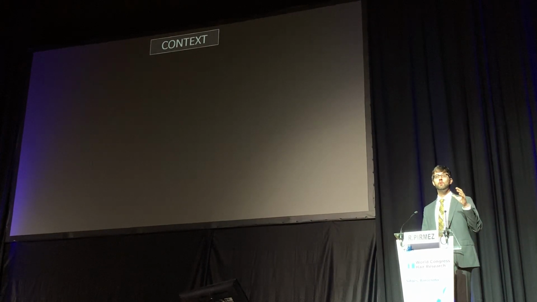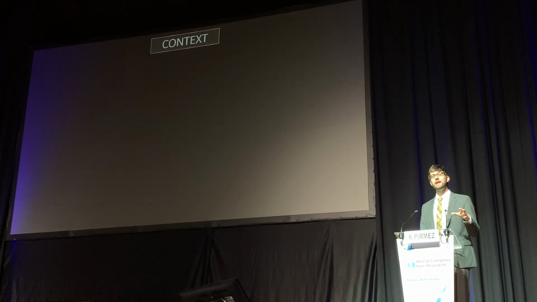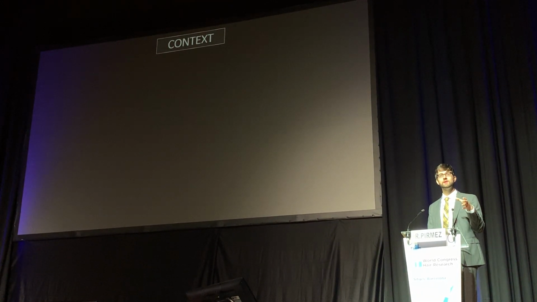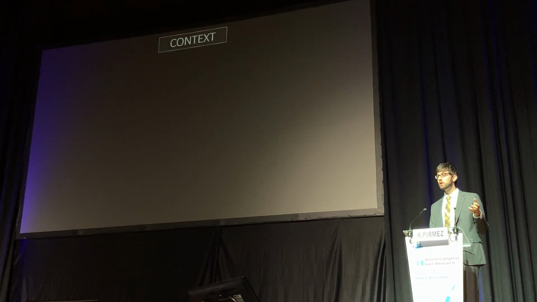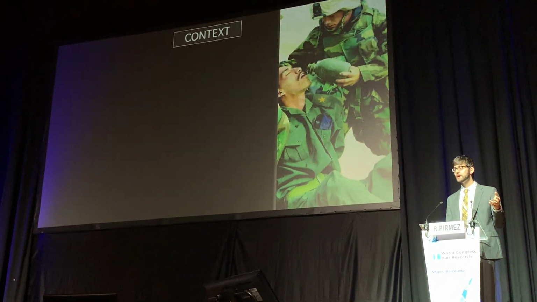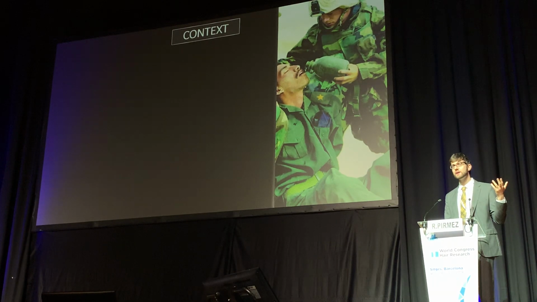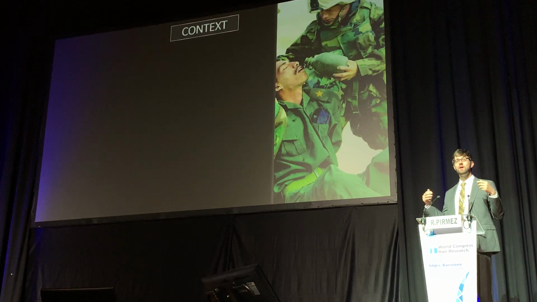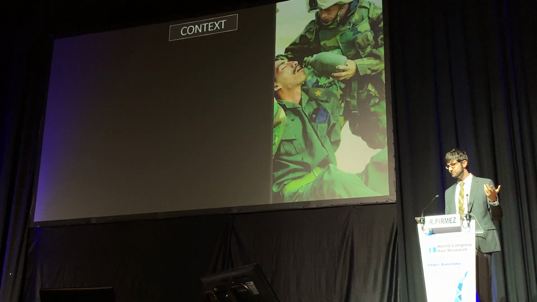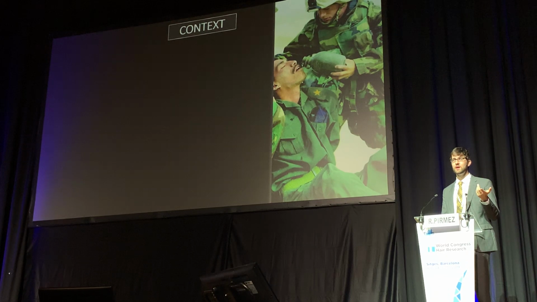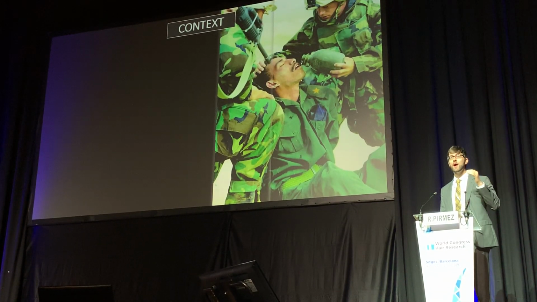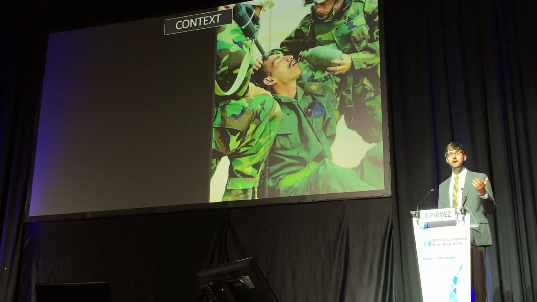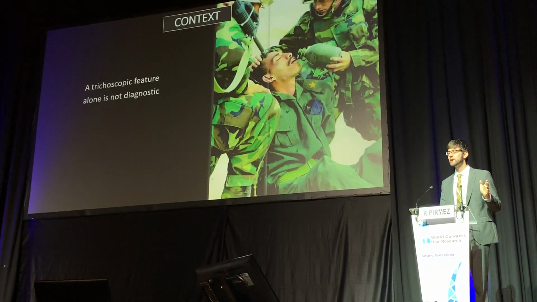One of the most important pieces of information in this lecture is that you have to consider the context in which you find your trichoscopic feature. So, for example, just to illustrate, we have this picture from the internet. When you see this picture, you have some information and you have an idea of what's going on. But that's just part of the picture. When you see the whole picture, you have new information and you have a different idea of what might be happening here. And it's the same thing in trichoscopy.